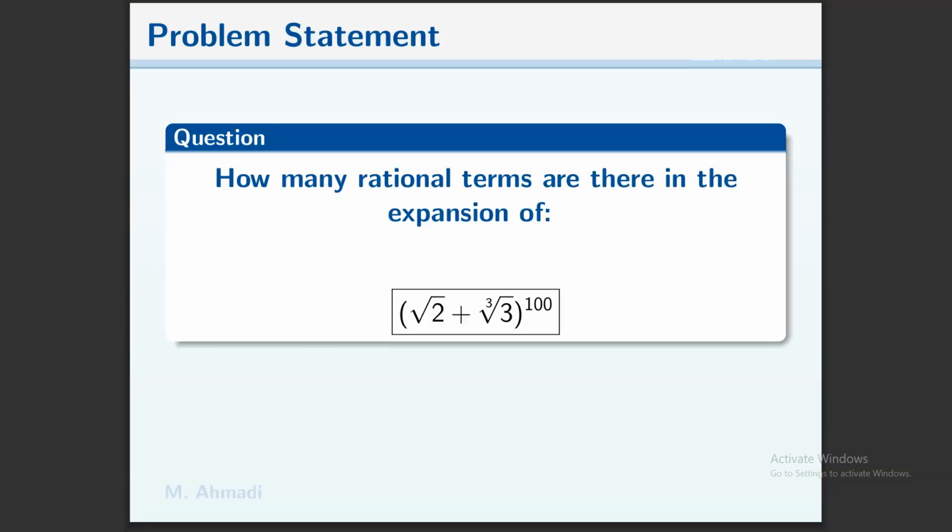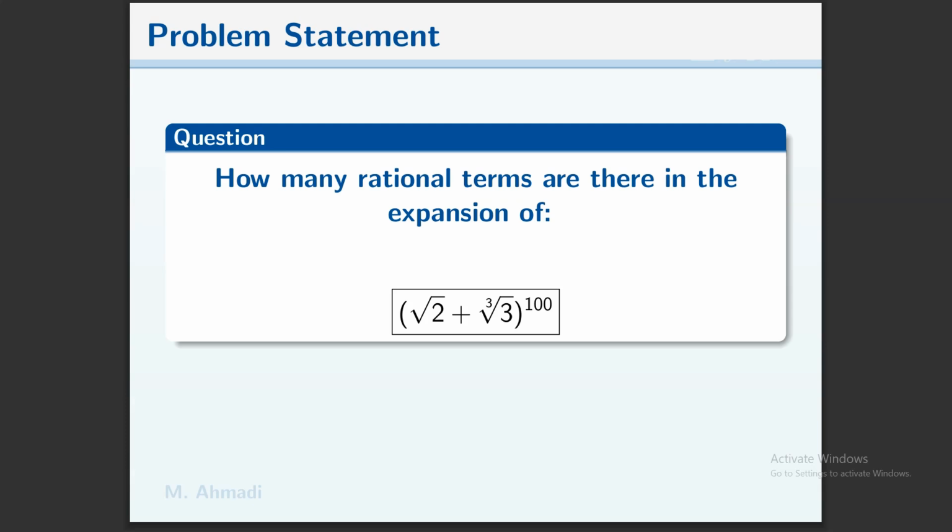Here is our problem. We need to determine how many rational terms exist when we expand this expression. A rational term is one that can be expressed as a fraction of integers. In other words, no radical remains. The key is finding which terms in the expansion will have integer exponents for both the 2 and 3 factors.